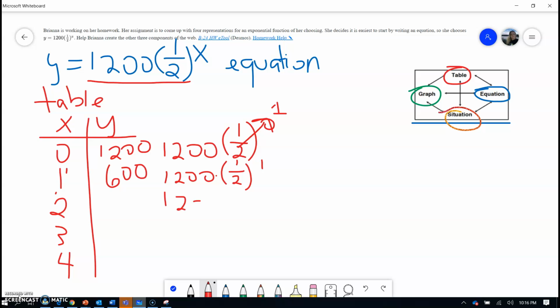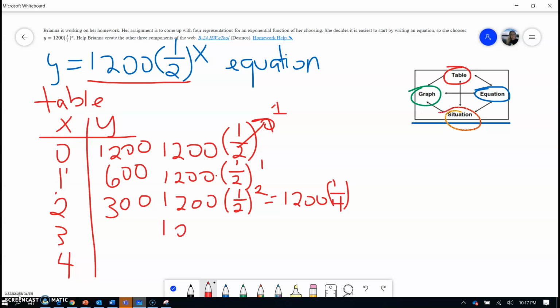Let's keep going down to the next one. 1200 times 1/2 to the power of 2. Well, if you take a half times a half, it's like 2 times 2, so you get 1200 times 1 over 4, because 2 times 2 is 4. So it's like saying 1200 divided by 4. I put that in my calculator. I get 300. Starting to see a pattern here.